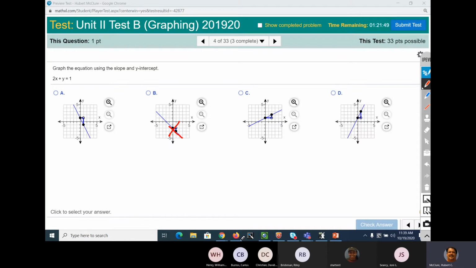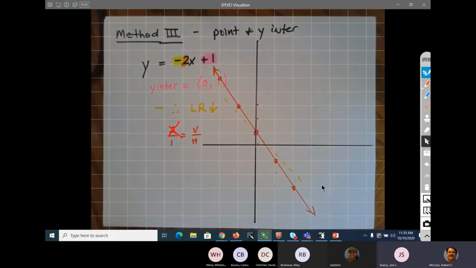What else can you rule out? Somebody tell me what else about your line rules out something on the answers. What kind of slope do we have? Negative or positive? Okay, let me go back. What kind of slope do we have? Negative. Thank you. Sorry, my brain's not fully active today.